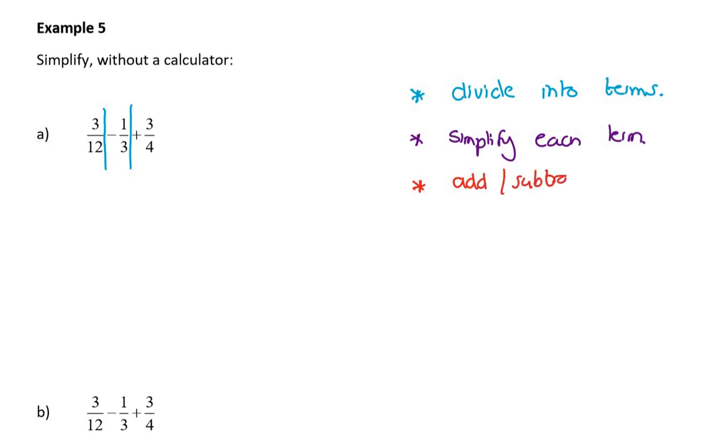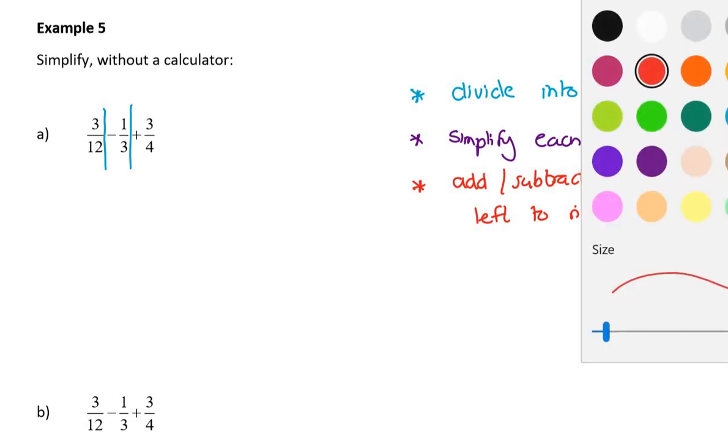We will get to a lesson where we're going to talk about order of work, but as long as we follow these particular steps, you pretty much can't go wrong. So we've divided into terms. We now need to simplify each term, and then we can add or subtract from left to right.